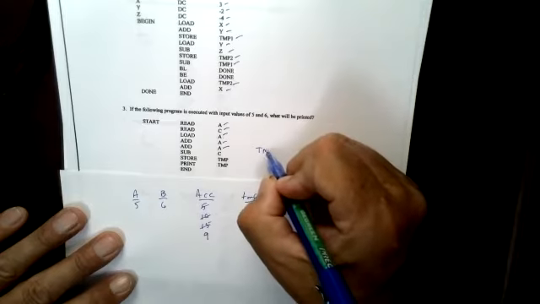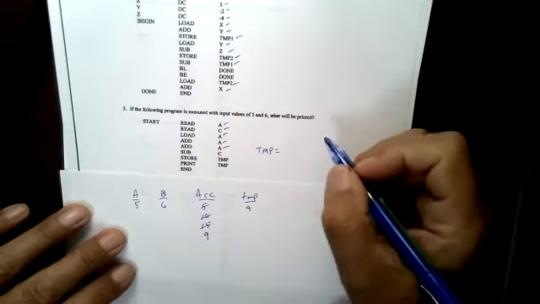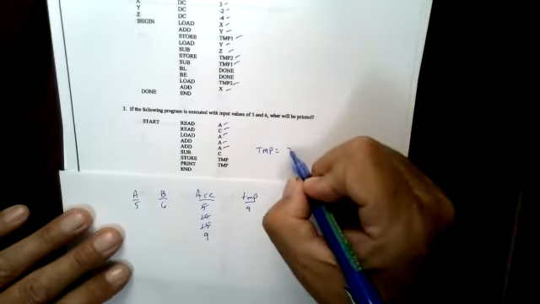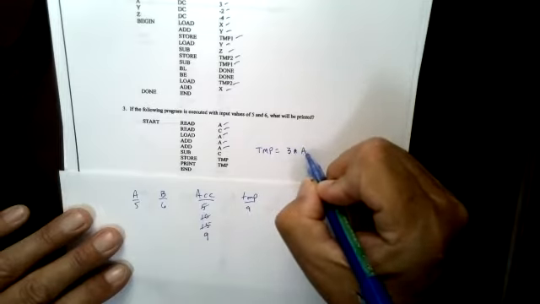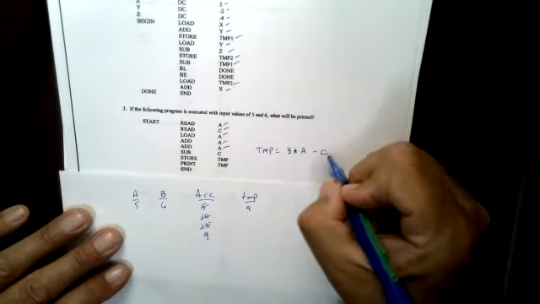I got 9. Harrison says, oops. So really all of this is the same as TMP equals 3 times A minus C. Interesting way to do it, huh?